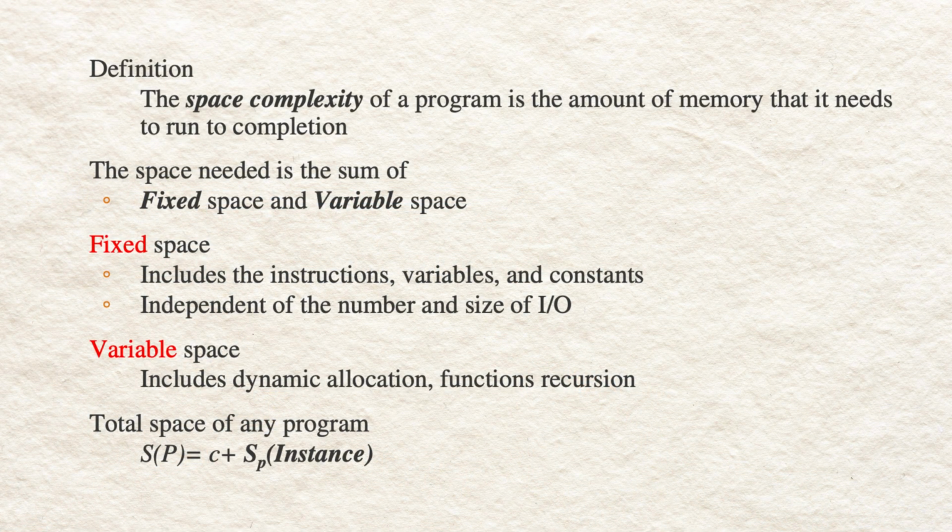The space complexity is the amount of memory required for your code to run and terminate. The space needed for your code to run and terminate is the sum of fixed and variable space. Now, what is fixed space? It includes the instructions, variables, and constants. For example, we give fixed size for some arrays, variables, and loops for termination. On the other hand, variable space includes dynamic allocation and recursive functions. The total space of any program is the space of the program, equal to the constant c plus the instance characteristics.